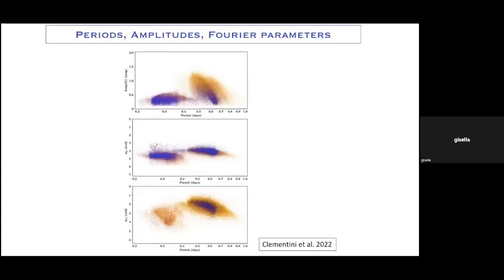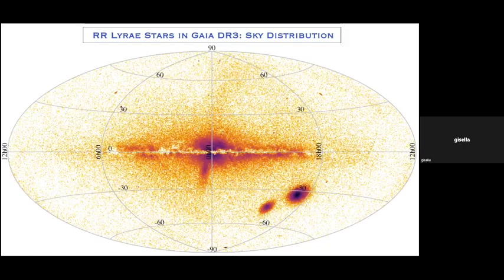These are the period-amplitude and Fourier parameter relations that we use for the classification of the RR Lyrae, and this is the distribution on the sky of the RR Lyrae in DR3. You can see the two Magellanic Clouds, the bulge rich in RR Lyrae, the Sagittarius dwarf spheroidal and its stream, and also those little blobs that you see all over.